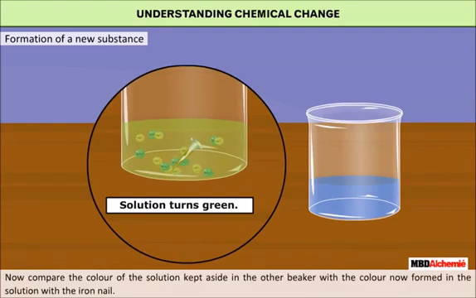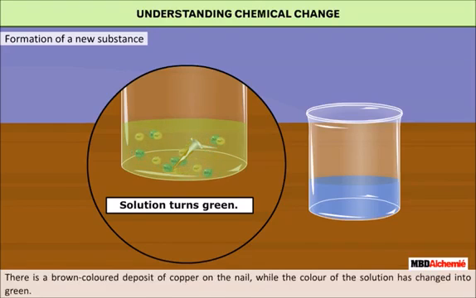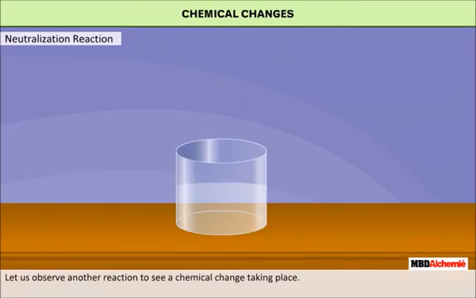What do you observe? Now compare the color of the solution kept aside in the other beaker with the color now formed in the solution. Do you notice any change in the nail after it is taken out of the beaker? A brown color of copper deposit on the nail while the color of the solution is changed into green. This is an example of chemical change. Let us observe another reaction to see a chemical change taking place.